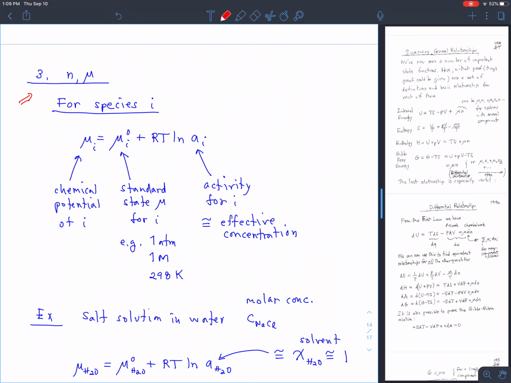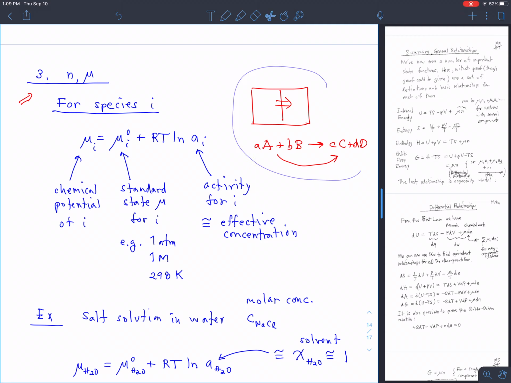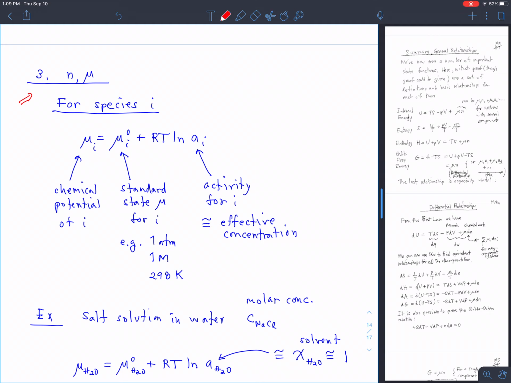We also saw earlier that the chemical potential is the driving force for movement of chemical species from one point in space to another. It's also the driving force for movement of chemical species from products to reactants. So it's the driving force for chemical reactions. And of course, chemistry is all about chemical reactions, so the chemical potential is really important.